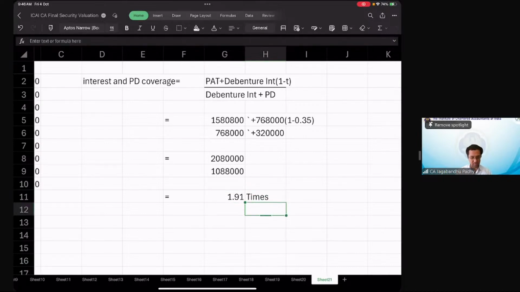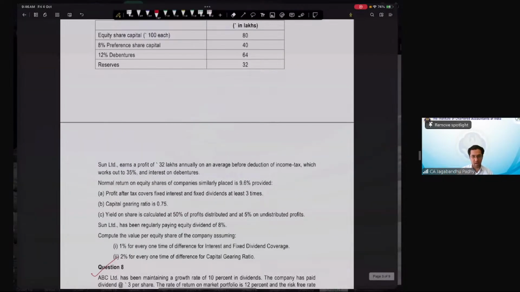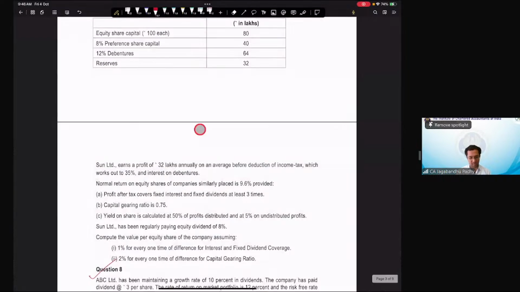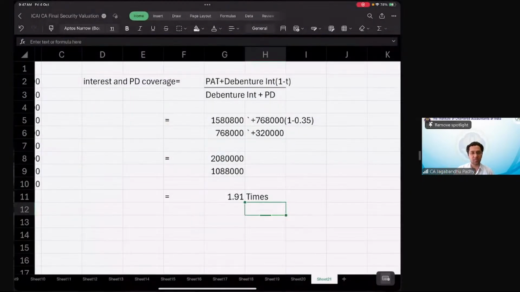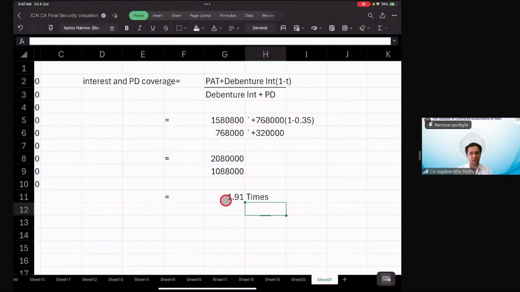What was the standard that was set? Profit after tax should cover fixed interest and preference dividend at least 3 times. Now, is the cover happening to be 3 times in our case? The cover is less, right? It is 1.91 times. Correct? So it's going to be 1.91 times.